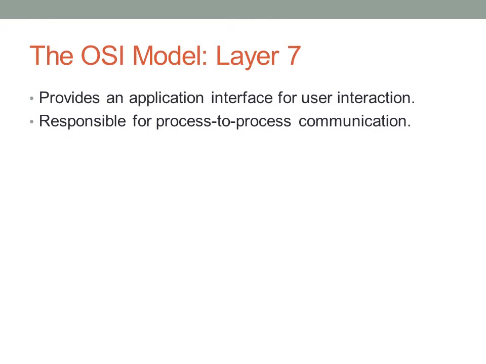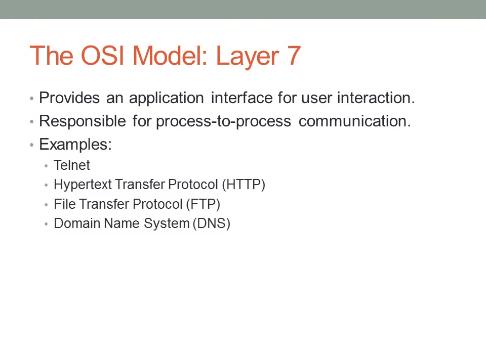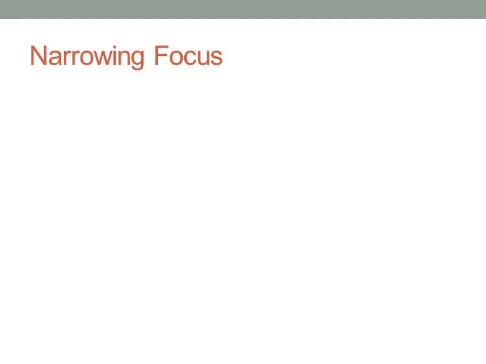Layer 7 is responsible for process-to-process communication. This doesn't just mean between two network nodes, but even on the same machine, two processes can communicate through the OSI model and all of these lower networking layers. Normally, this is done through what's called a loopback interface. Examples of this are Telnet, which you've probably worked with before, HTTP, which I'm almost completely sure all of you have seen, File Transfer Protocol and Domain Name System. I'm pretty sure everybody's relied on DNS at some point or other.